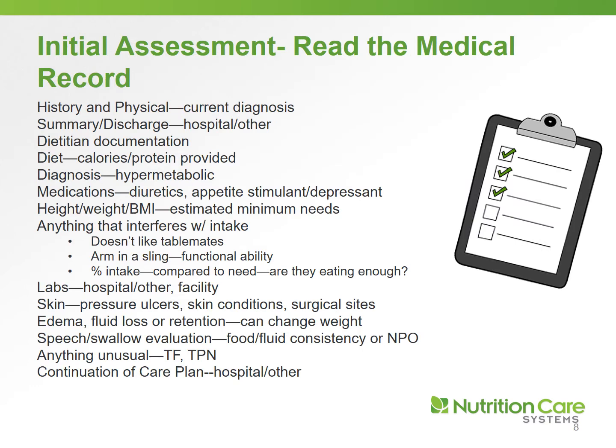When doing an initial assessment, make sure you read the medical record for history and physical, summary discharge, notes, dietitian documentation, perhaps from another facility or a hospital, what diet they were on, diagnosis, medications, height, weight, what their BMI was, anything that interferes with intake. For example, they don't like table mates, they have an arm in a sling, what their percent intake was, any labs, skin issues, edema, fluid loss or retention, any speech or swallow evaluations, or anything unusual. Were they on a tube feeding or TPN, and then what their care plan was at the hospital or other facility.